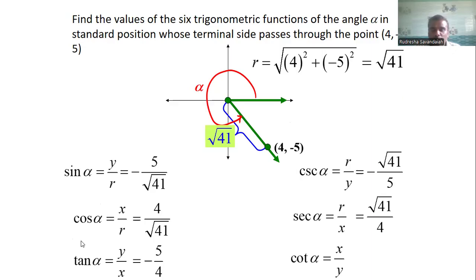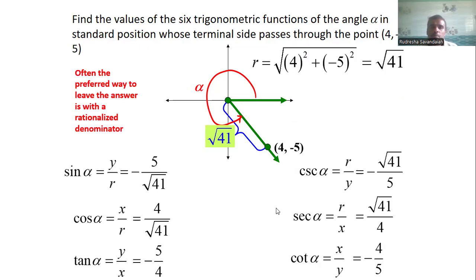Next I'll calculate x by r, that is cos alpha. X is equal to 4. R is equal to square root of 41. Tan alpha is equal to y by x, minus 5 by 4. Often the preferred way to leave the answer is with a rationalized denominator.